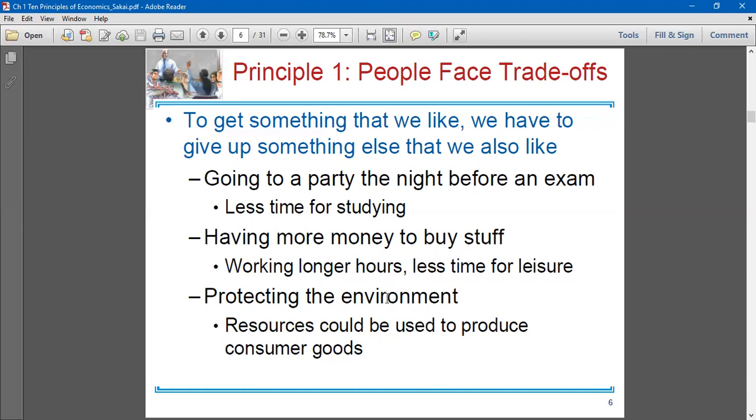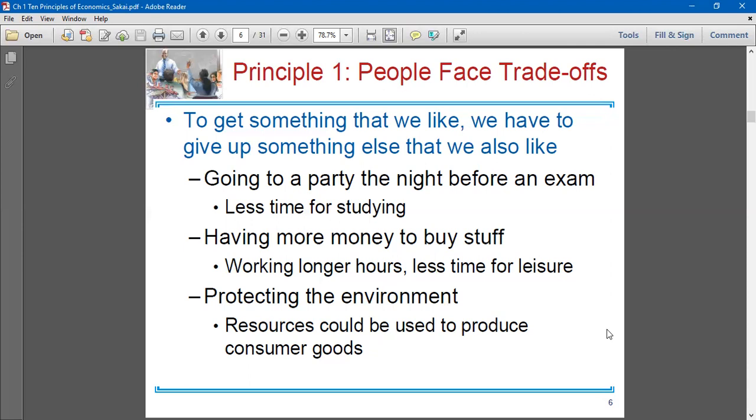If you go to the society as a whole, when you are protecting the environment, it means that you are putting resources into that choice. But then you could have used those resources to produce consumer goods for the citizens, which would increase their standard of living. But because you are protecting the environment, you have to sacrifice these consumer goods. So whatever choice you make, there's an opportunity cost somewhere that you have to bear. You are sacrificing an alternative before you can get whatever it is you want. I hope you understand the first principle.